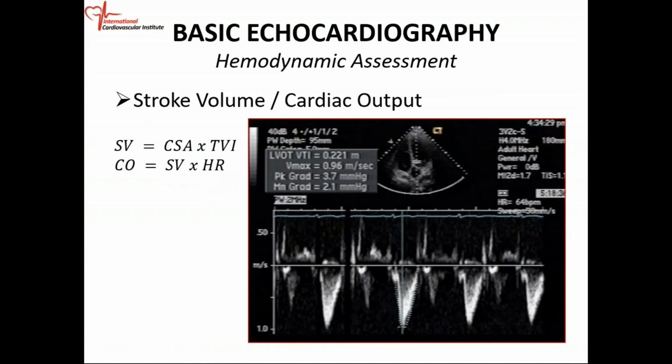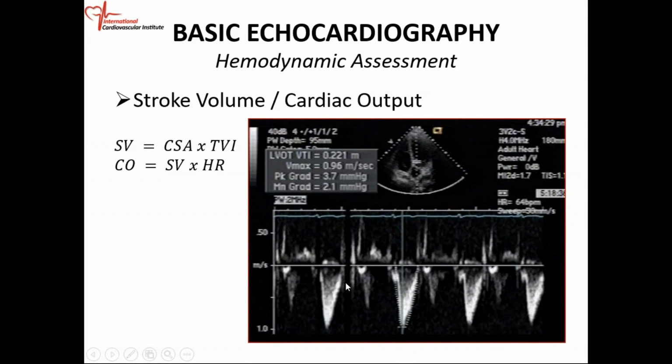All right. So if we want to calculate the stroke volume, you have to constantly remind yourself, what is the definition of the stroke volume? It's the volume of blood that's pumped from the ventricle per beat. When you have your 5-chamber view and you put your cursor at the left ventricular outflow tract and press PW, you get the left ventricular outflow tract envelope.